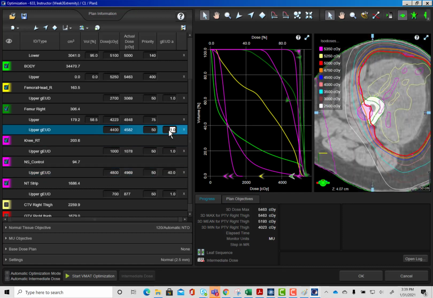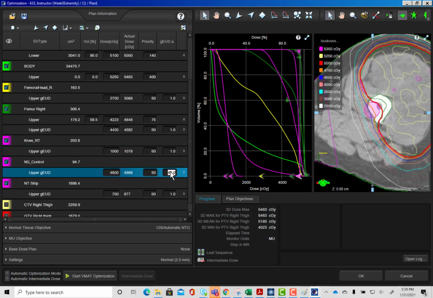So 1 is average, 40 is going to focus more on your hot spots, which again, I'll talk more about this objective later on. But if you want to lower your max dose to a contour, gEUD at 40 will do a good job. So we'll see what that does.